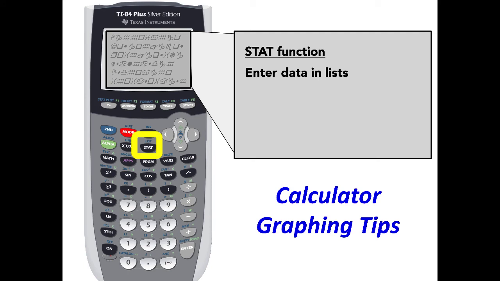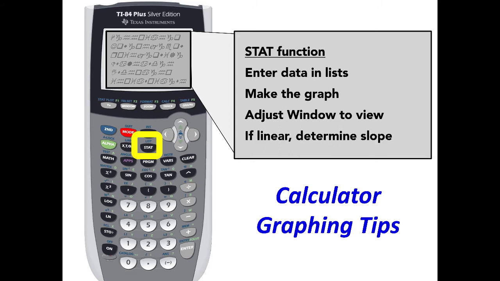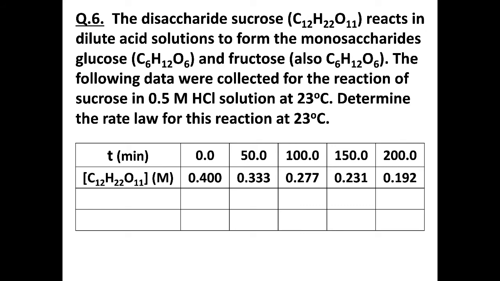So you enter your data in lists, your x values and your y values. Make sure you don't get them backwards. You make the graph, and I strongly suggest taking a look at the graph just visibly. That often tells you whether the graph is potentially straight or if it's distinctly curved. So I'd highly recommend actually making the graph and looking at the shape. And then if it is linear or has a chance of being linear, do the linear regression to find the slope. So let's do it with an example.